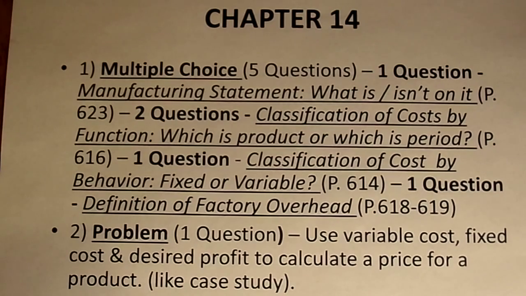There are 5 questions from chapter 14. 1 question is manufacturing statement, what's on it and what's not on it. 2 questions, classification of cost by function, which is a product cost or which is a period cost. And 1 question, classification of cost by behavior. Is it a fixed cost or a variable cost? 1 question deals with defining and describing factory overhead. So that's kind of a theory question. The problem: use variable cost, fixed cost, and desired profit to calculate a price for a product.